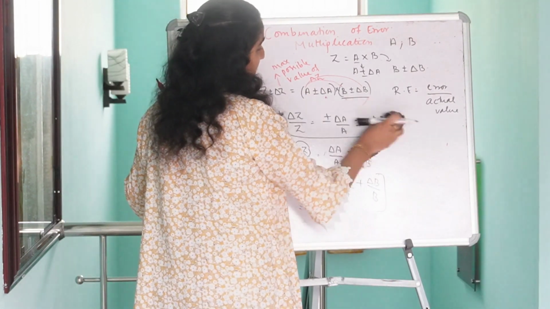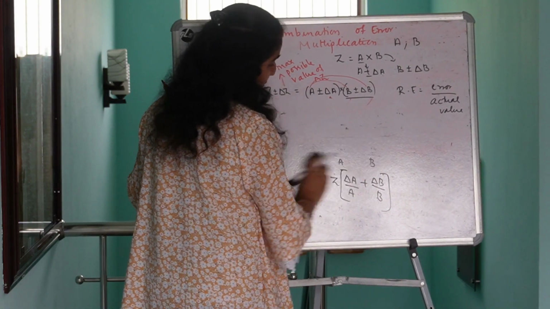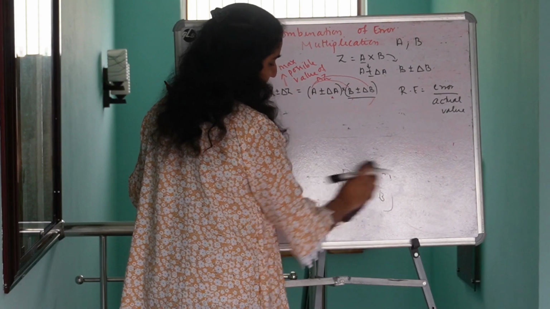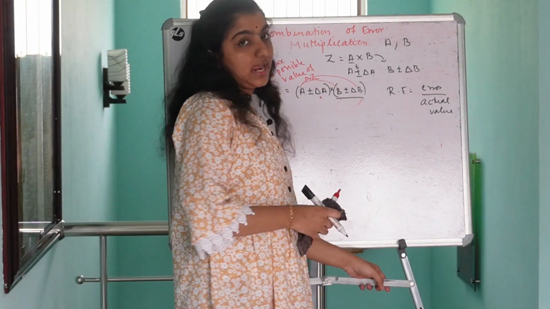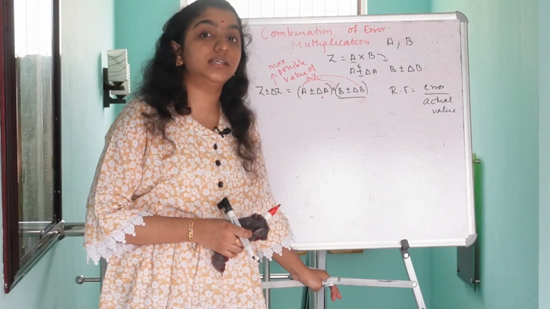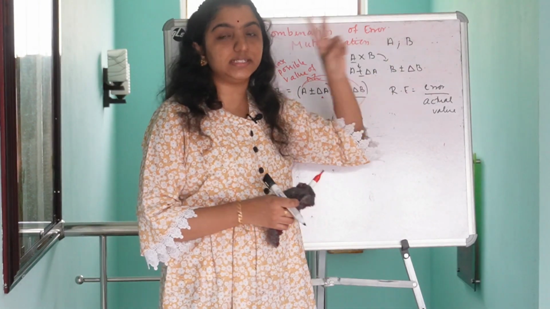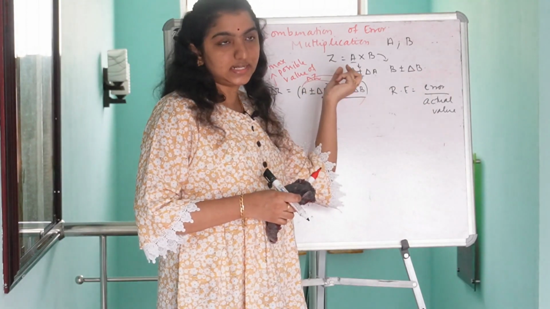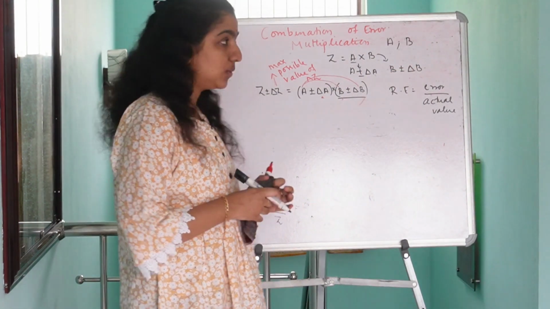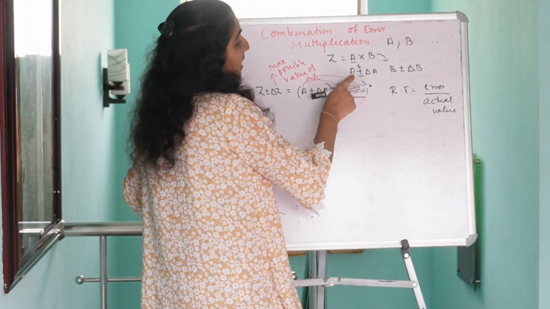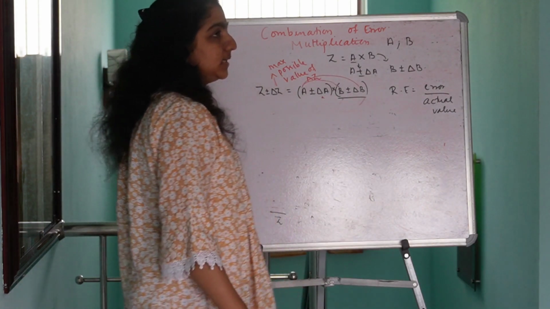Let me explain it once more, and then we will move on to the next case. Here we are going to find how errors get combined when we are multiplying two quantities. I have two quantities a and b, and I get the resultant z when I multiply these two physical quantities. I measured the value of a and got a plus or minus some error del a, and b plus or minus some error del b.